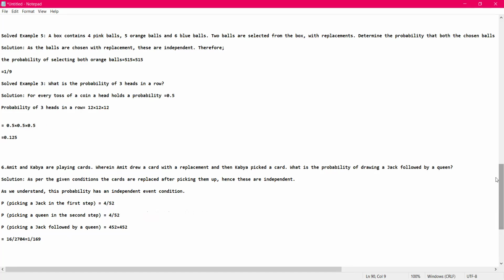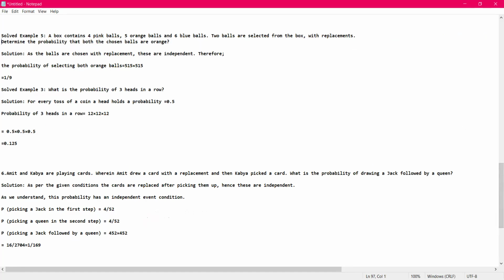And with replacement, it means after picking one ball, we are replacing that ball with another ball. So that is what with replacement means. So see the question, what they are asking. Determine the probability that both the chosen balls are orange. It means if we are selecting two balls, they are asking the probability that both the chosen balls are orange. So whatever the balls that you are selecting, those two balls should be orange.